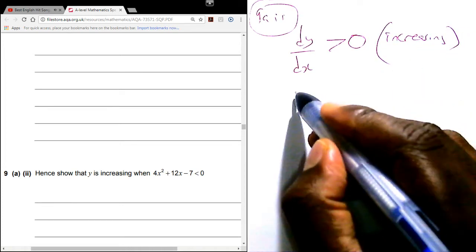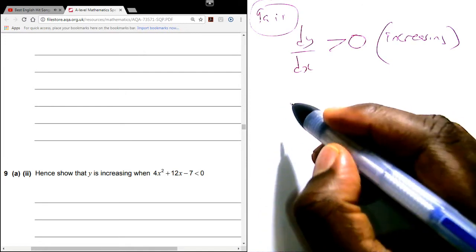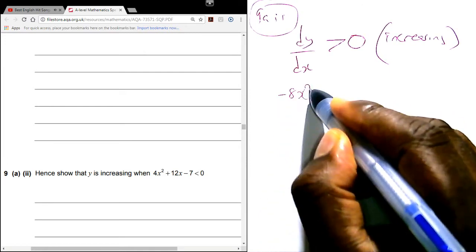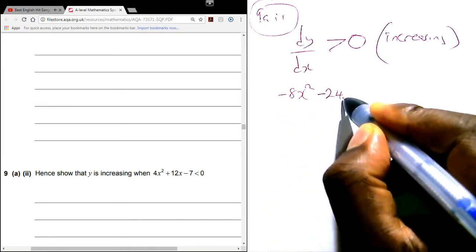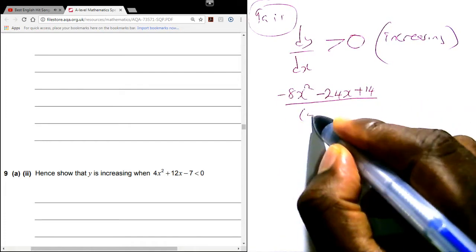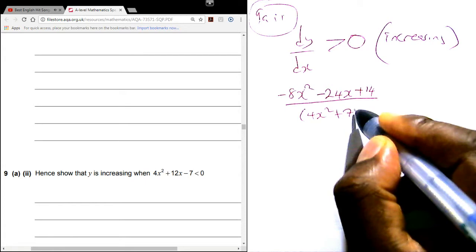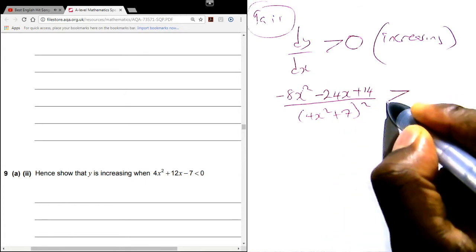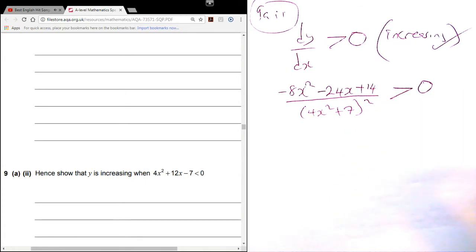function. And we've already given dy/dx to be (-8x² - 24x + 14) over (4x² + 7) all squared. Now that has to be greater than 0 for it to be an increasing function, right? So can we rewrite this to look like exactly what they want us to have? Yes, we can.